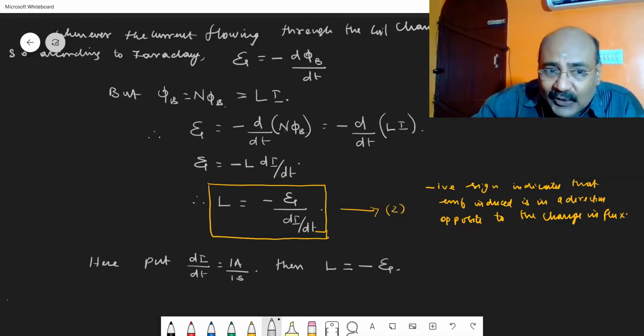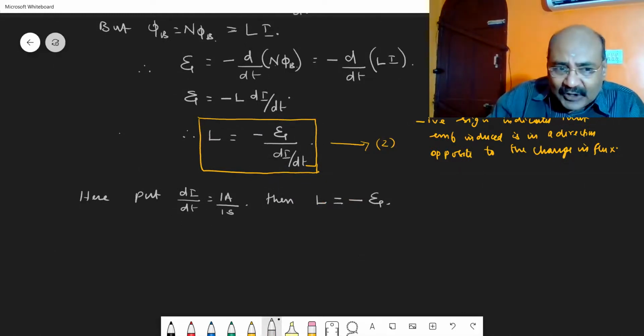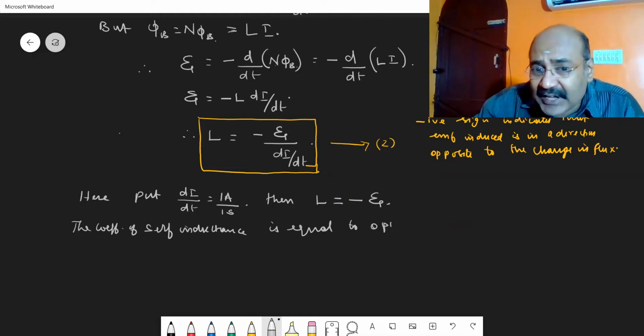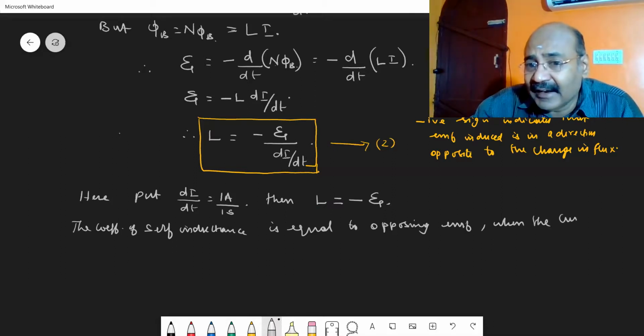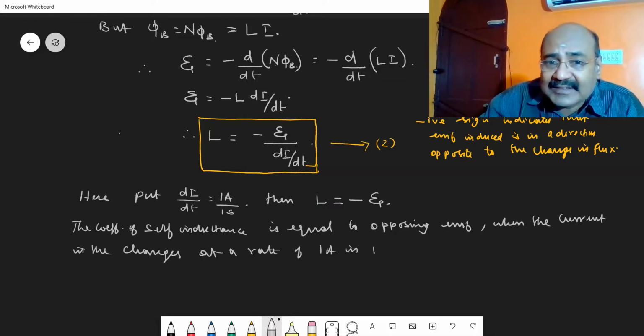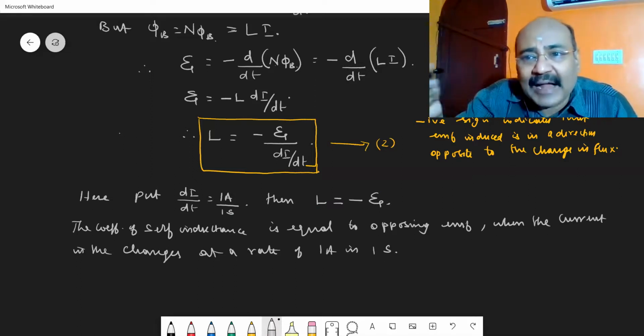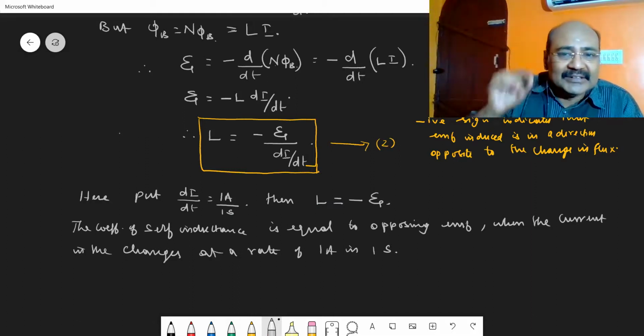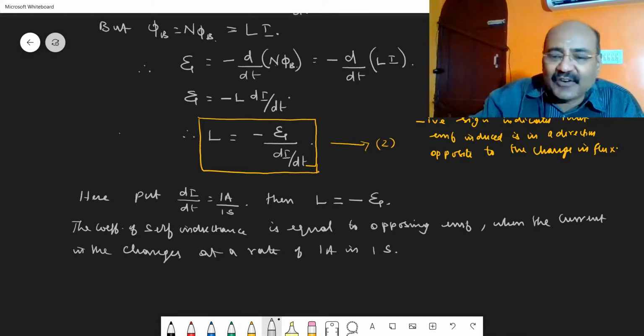So from this we can define the coefficient of self-inductance as follows. The coefficient of self-inductance is equal to minus E, that is, equal to the opposing EMF when the current in the coil changes at a rate of 1 ampere in 1 second. Or we can say, if di by dt is equal to 1 ampere in 1 second, then the coefficient of self-induction is equal to the opposing EMF. Any difficulty? So this we are considering as the second definition for the coefficient of self-induction or self-inductance.